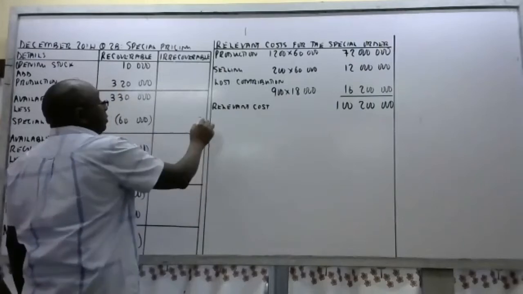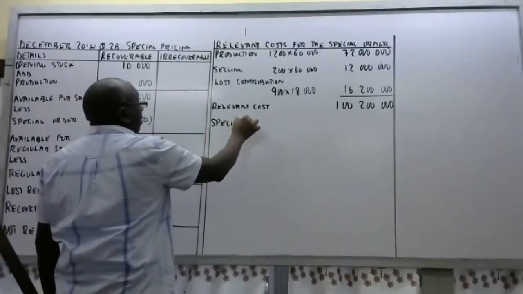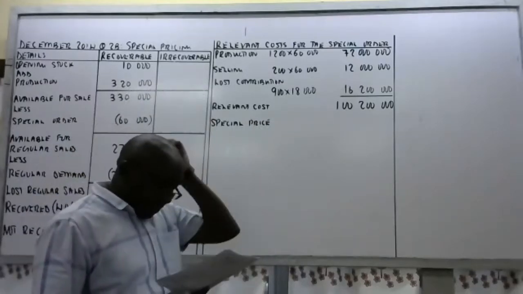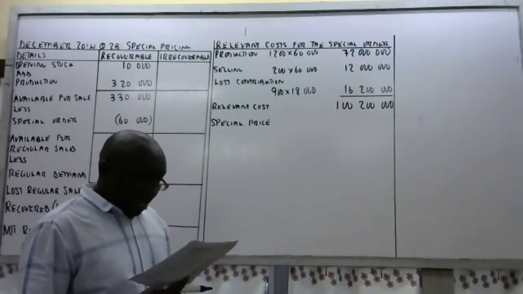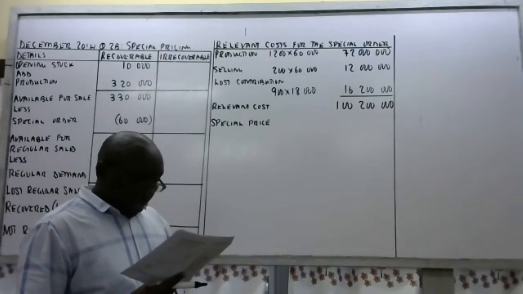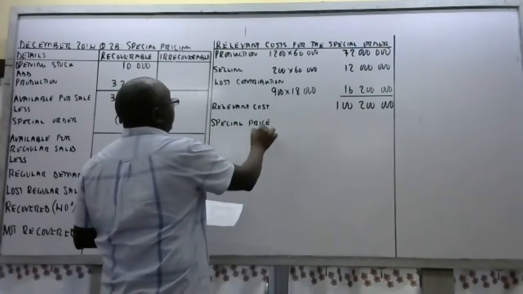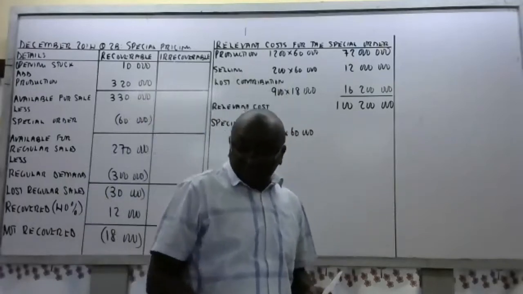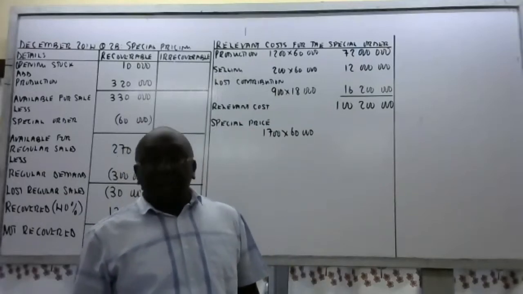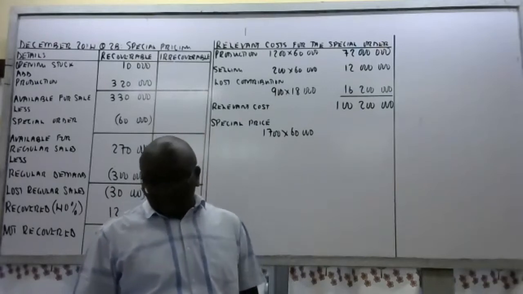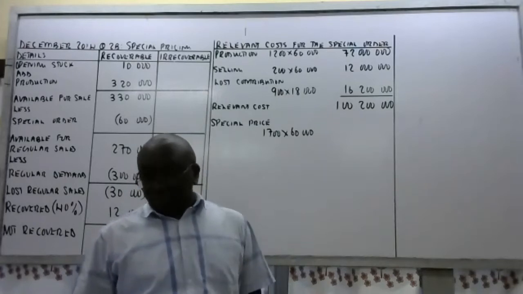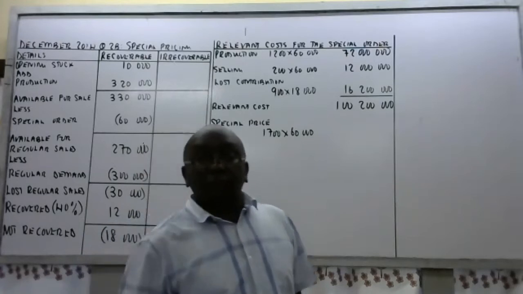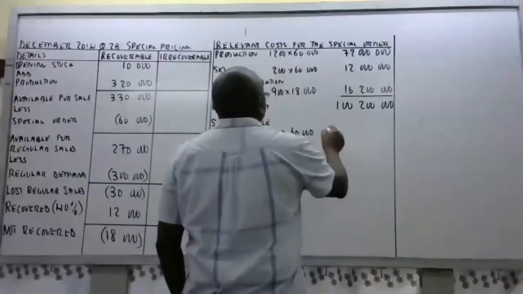Then from there, let's bring what we call the special price, or the special revenue. According to information 4, each of these is going to be sold at a price of 1,700. So we are going to take 1,700 multiplied by 60,000. You multiply by 60,000 and tell me how much that is. Yeah, 102 million. Good.